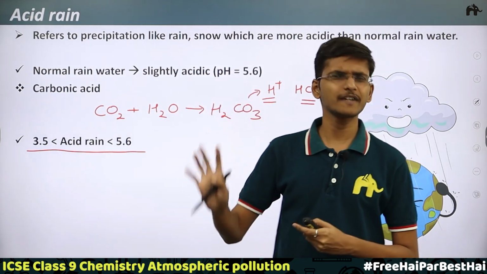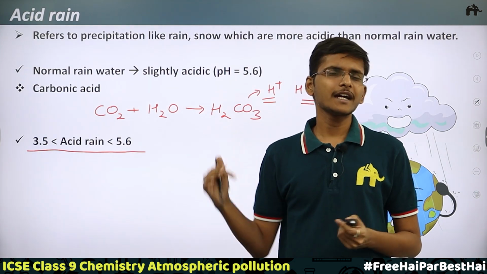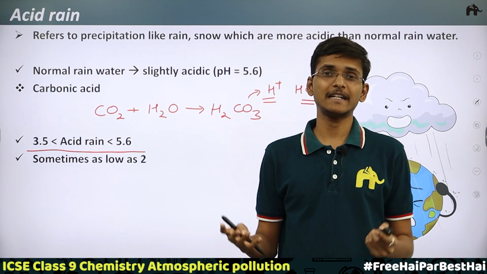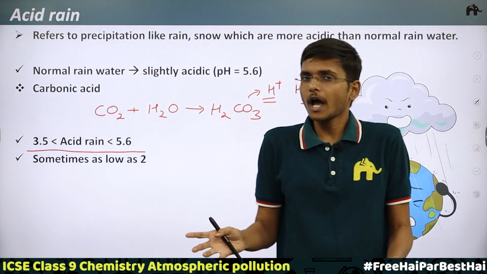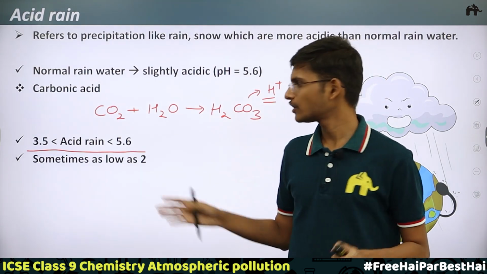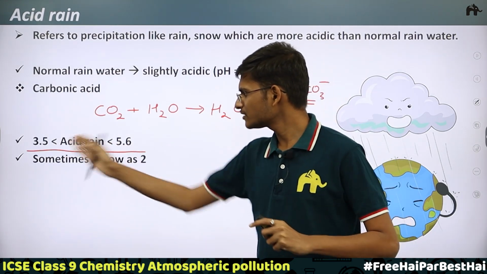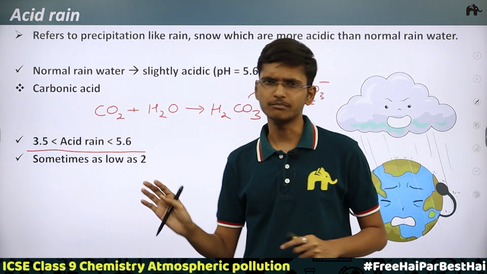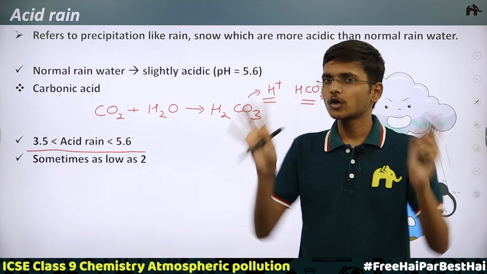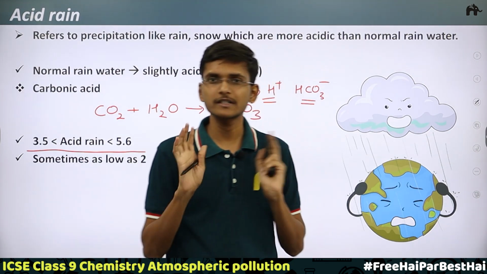Okay, so pH is less than 5.6, definitely, since it is more acidic than the normal rainwater, and it is mostly greater than 3.5. But sometimes we may find acid rains having pH as low as 2. Now this type of acid rain is quite dangerous for organisms. Also, the acid rain whose pH is less than 5.6 and more than 3.5 is also quite harmful. Fine.